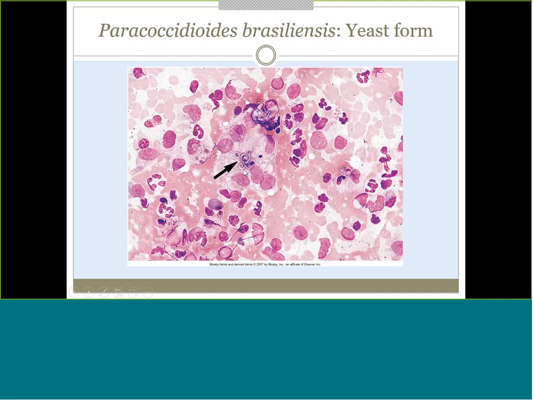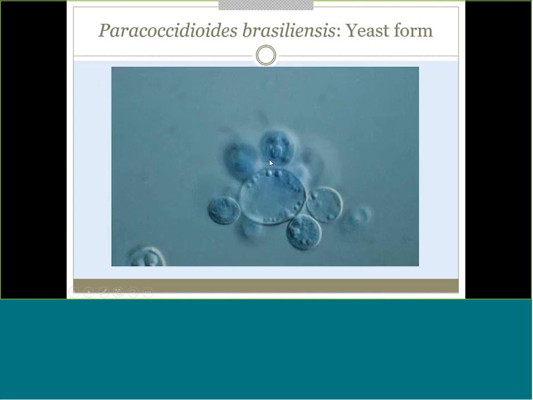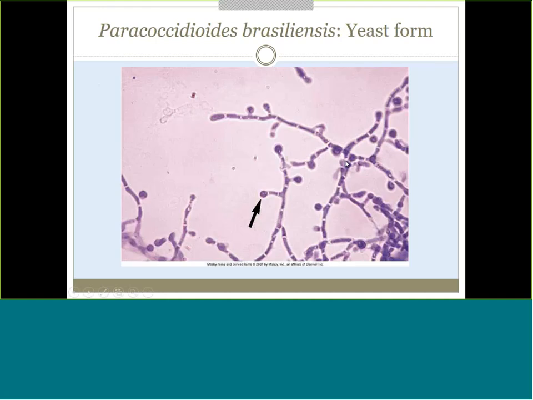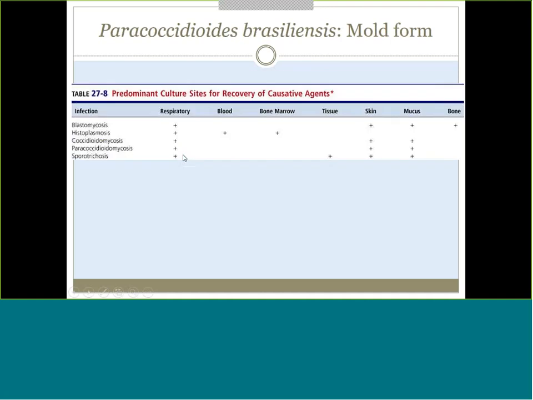Now, it's not picture perfect like what you're thinking in your head, but it's got little spokes coming out of it. That's the look that you should know for Paracoccidioides. There it is again, the little mariner's wheel. There's the mold stage. I do not need you to know the mold stage of this one.